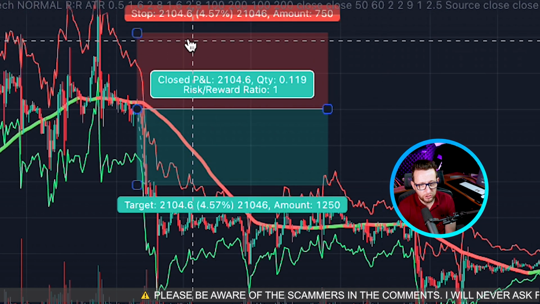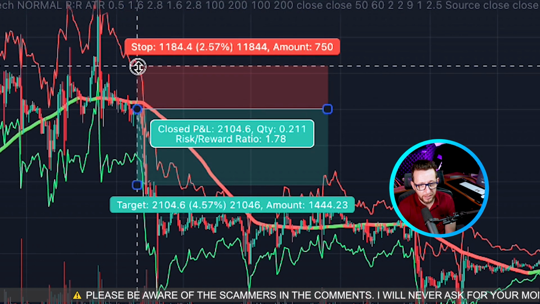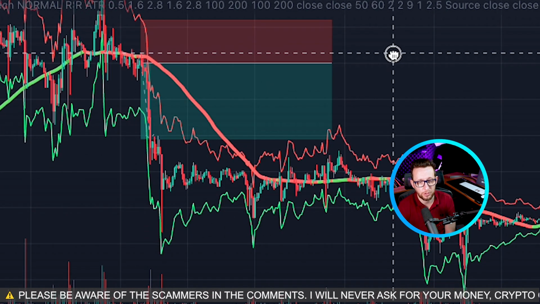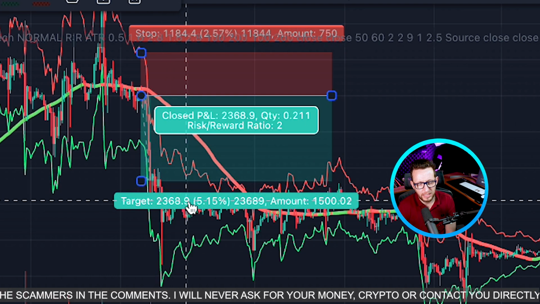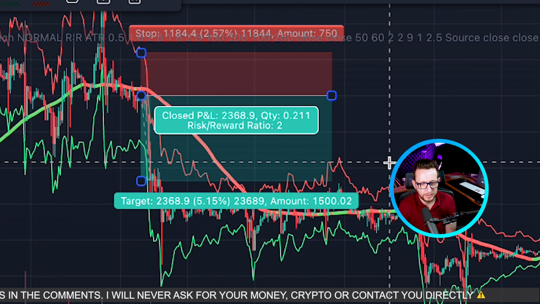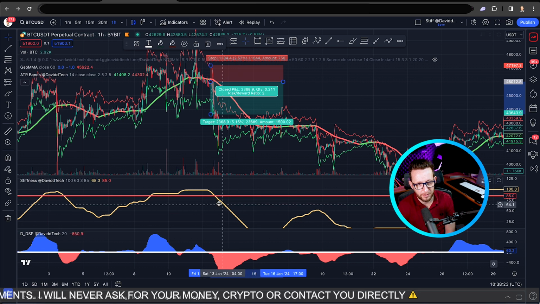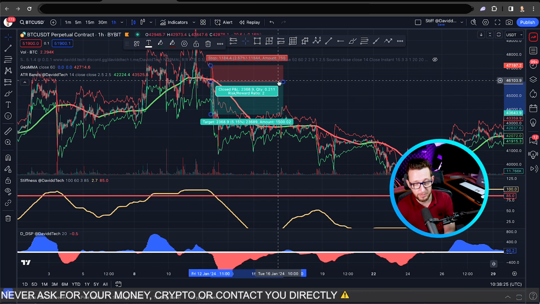We're going to be setting our stop loss to the ATR band like that, which would have given us a stop loss of 2%, and we're looking for a risk to reward of 2, which would have given us a 5.15% win, which is absolutely perfect. As you can see, both those entries were absolutely golden.